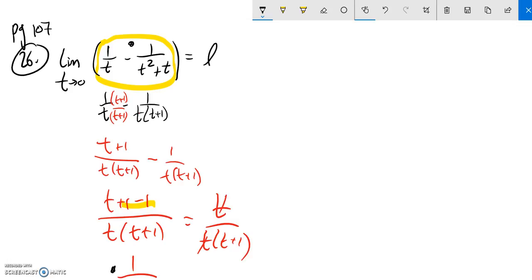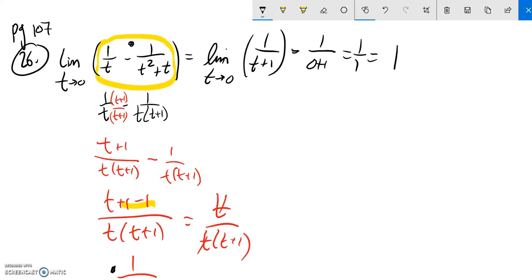So this is going to be the same as finding the limit as t approaches 0 of 1 over t plus 1. Now I'll just do some direct substitution. Plug that 0 right in there. 1 over, sorry, that's very sloppy. 1 over 0 plus 1, which is 1 over 1, which is 1. You can graph it and see that is the limit.